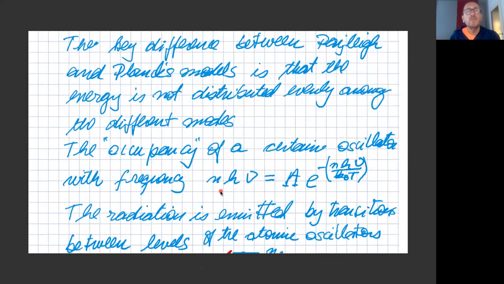So the key difference between Rayleigh and Planck's model is that the energy is not distributed evenly among the different modes. In the case of the discrete energy levels, meaning the quantized oscillation, the occupancy of a certain oscillator with frequency, n h bar omega, is equal to, with the same Boltzmann argument, a constant times e to the exponent of the energy divided by k_B T, okay?